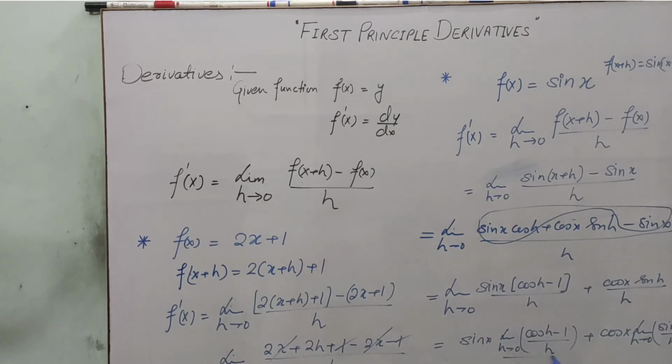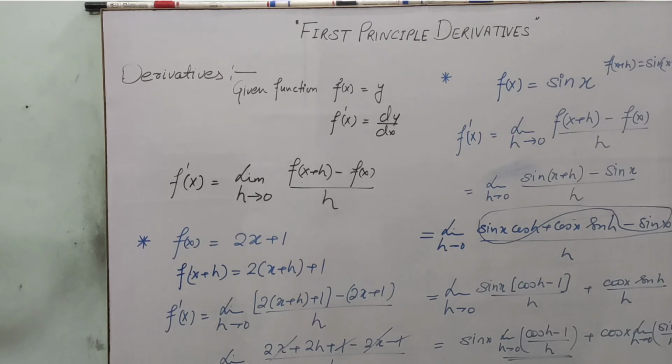Now see, we remember this, its value is 0. So sin x into 0 plus cos x into 1. So the result is cos x.